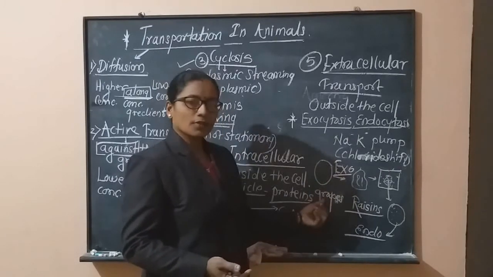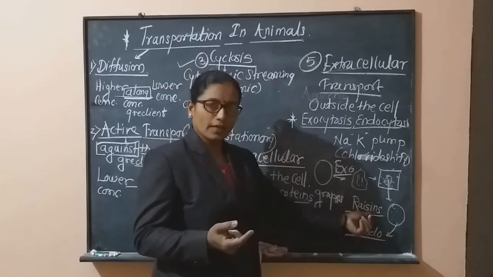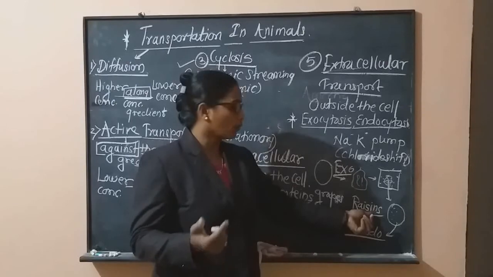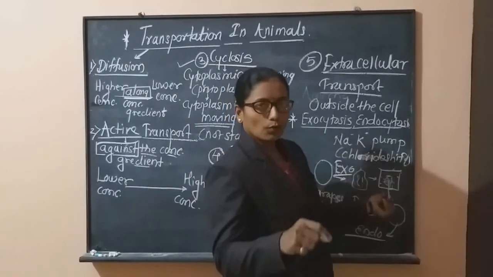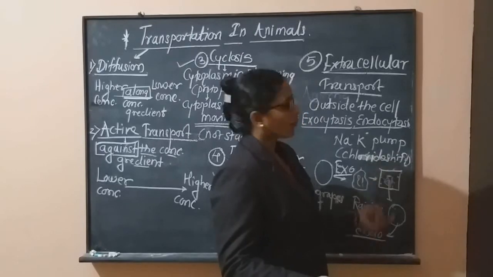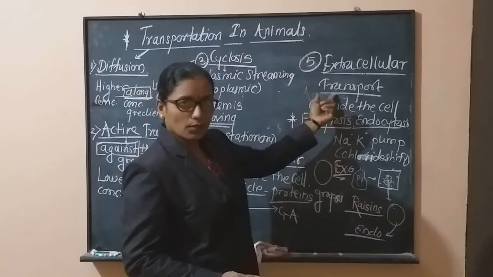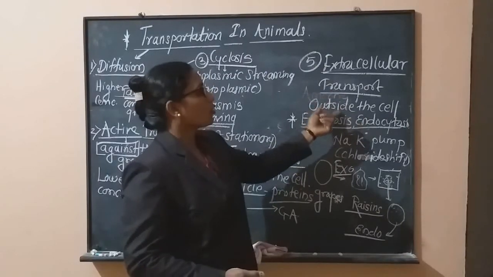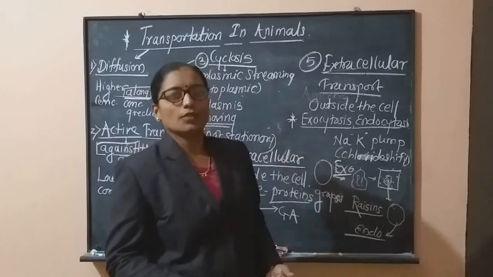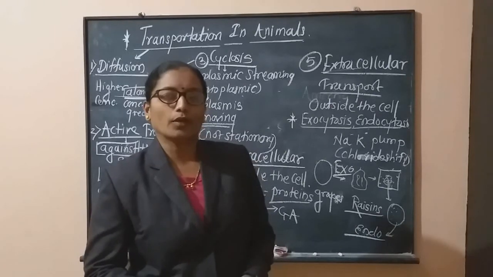Fresh grapes are swollen. When dried, they become dry raisins because they lose water. If we put them into water, they swell again. This is endocytosis. And the sodium potassium pump is also an example of extracellular transport. In the same chapter, we studied this already, that is the chloride shift or sodium potassium pump.